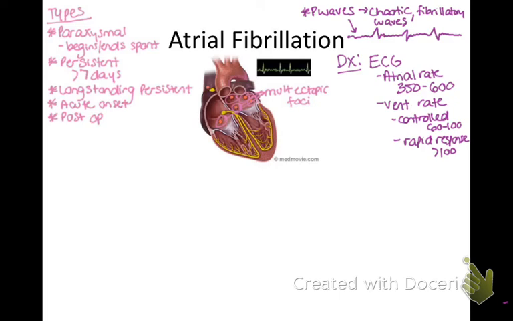It's either going to be controlled by the AV node and pump at a normal 60 to 100 beats, or the AV node is going to be like, I give up, everyone just do whatever they want, and let in every electrical impulse. Then you're going to have AFib with RVR, rapid ventricular rate. So you're going to have a ventricular rate greater than 100. Those are terms you hear out in the hospital.